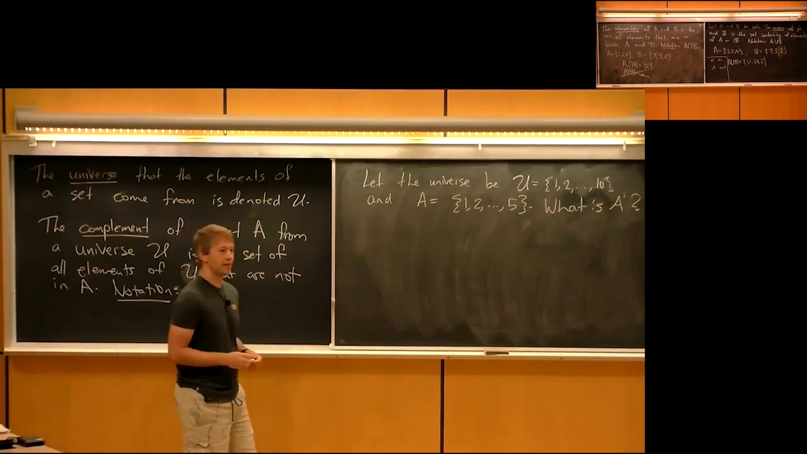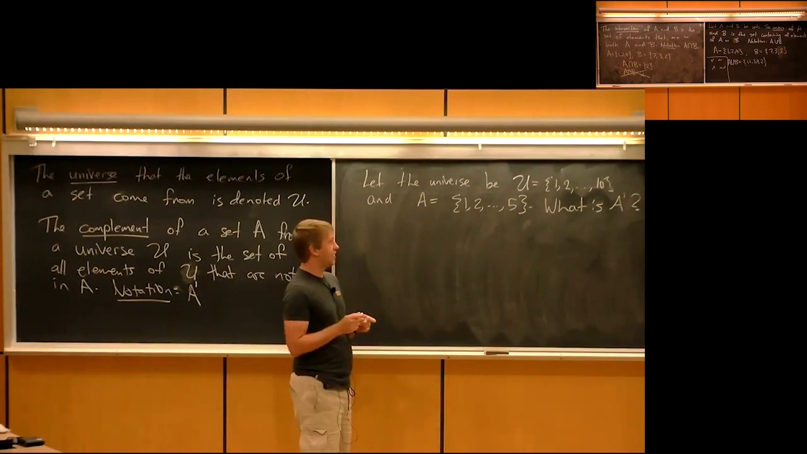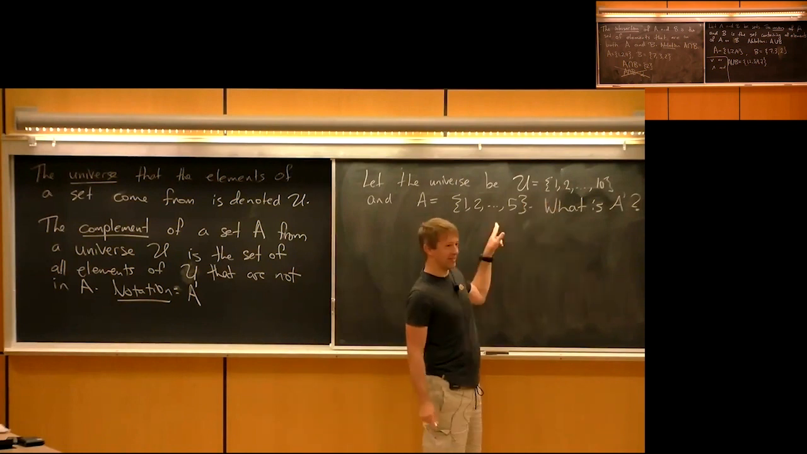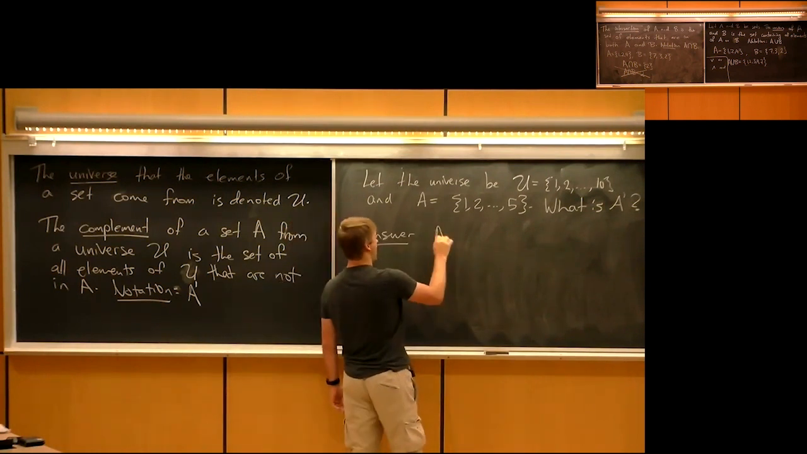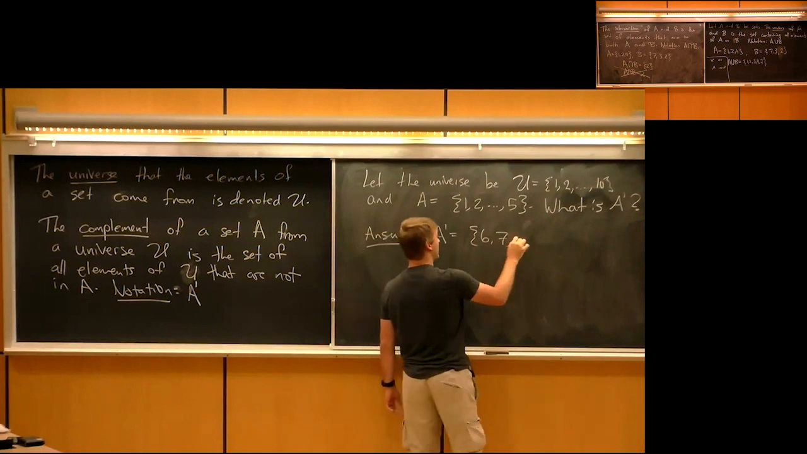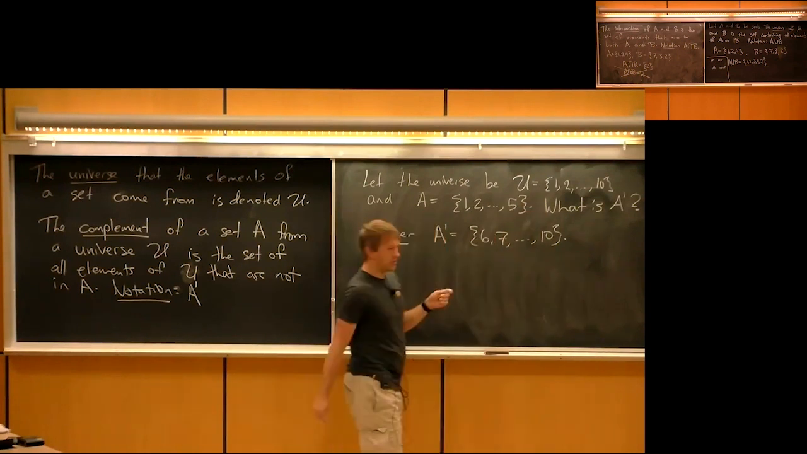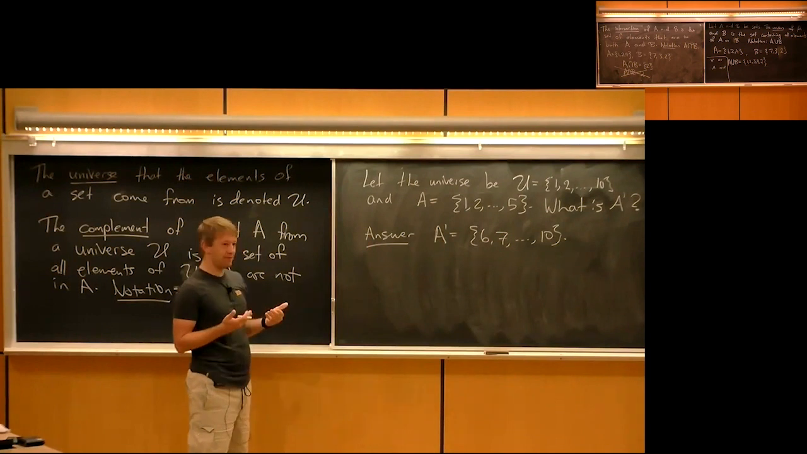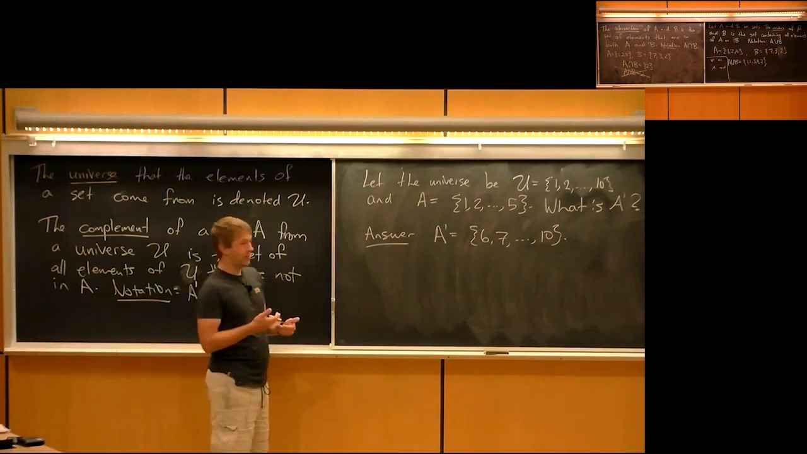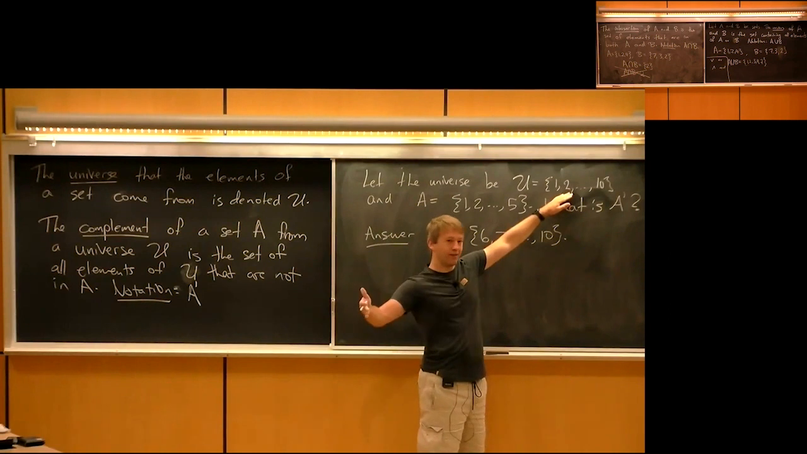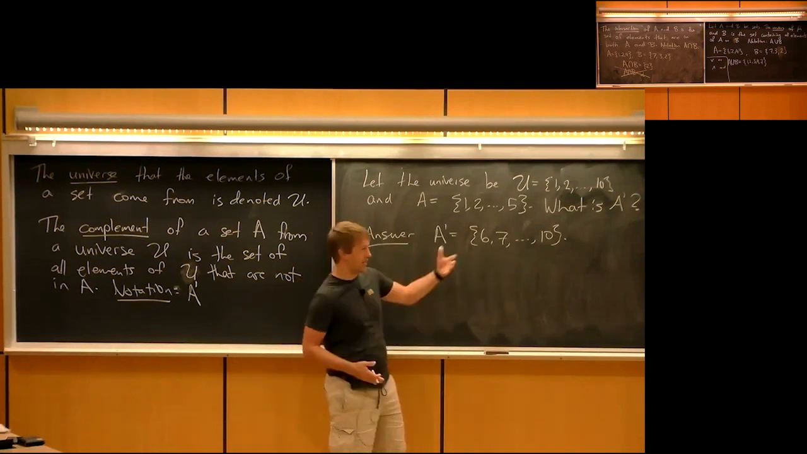Yep, exactly. Specifically, it's got to be anything in this universe that's not in the set. So the answer would be A prime is equal to the numbers 6, 7, up to 10, because it's everything that's in the universe that's not in the set. But you can see it's important that I specify the universe, because if I change the universe, it'll change the complement, right? If this universe contained the numbers 1 up to 100, then A complement would be the numbers 6 up to 100. So that's why you need to specify a universe.